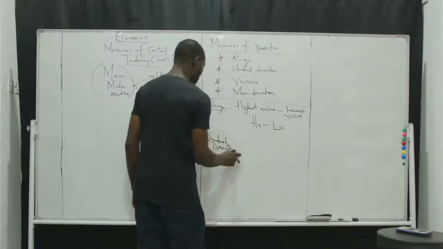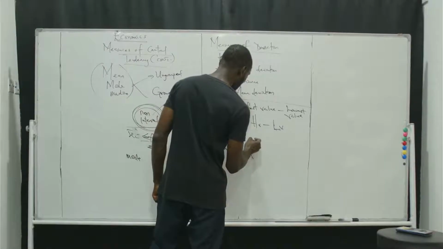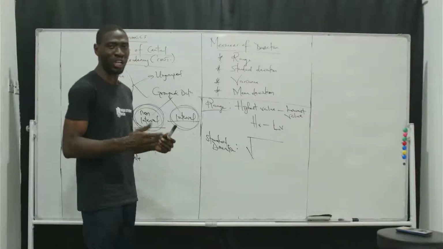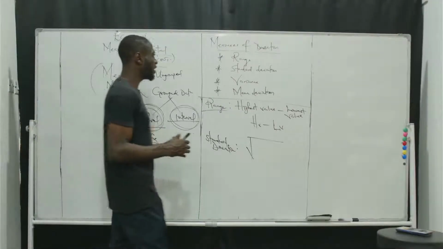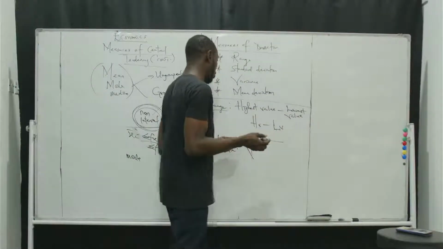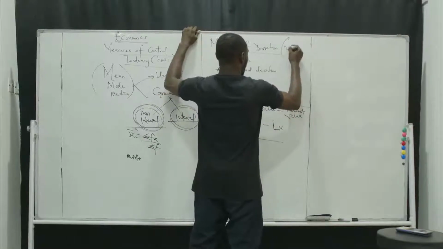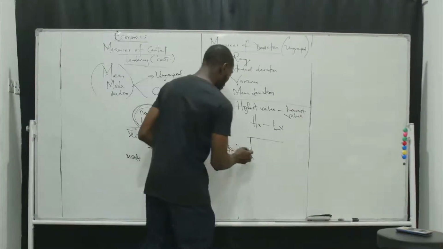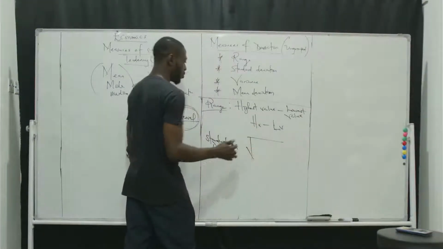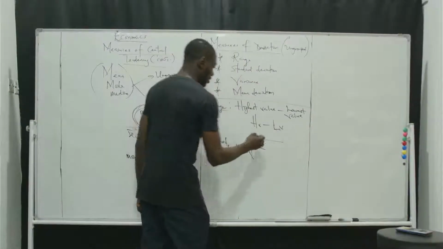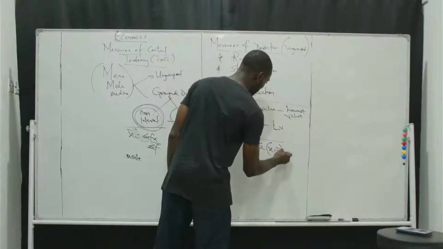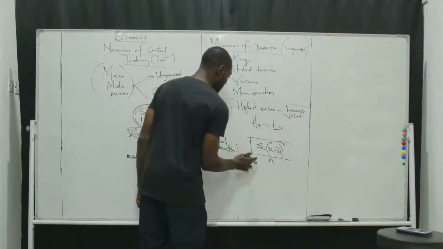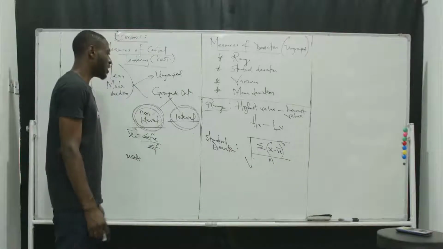Then you move on to standard deviation, that is square roots. Now, you need to understand something here because we have two types of classification of data, where data can be classified as grouped or ungrouped. So let's deal with ungrouped first. For the ungrouped, we are just going to say the square root of summation, open brackets, x minus x bar, squared, all over n. So this is for the standard deviation.